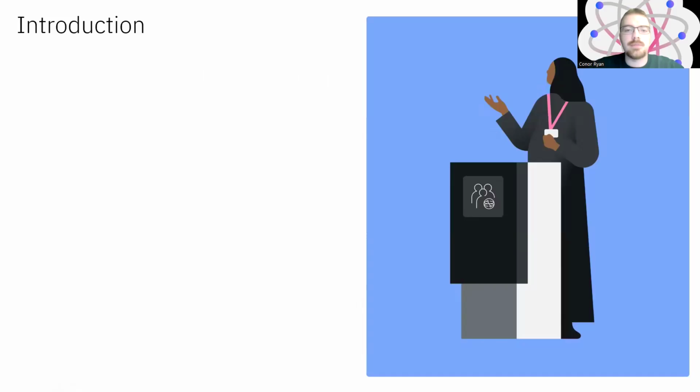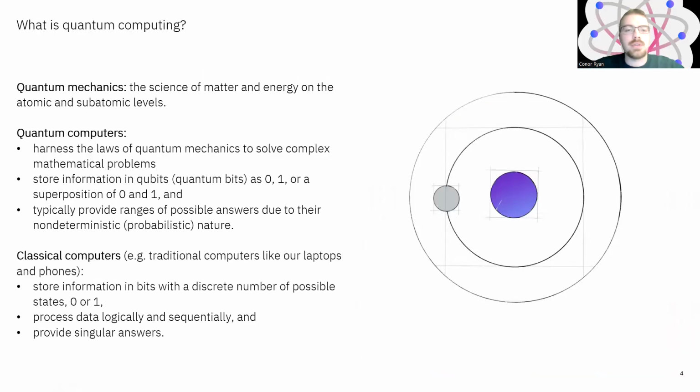So for the introduction, there's no point introducing quantum computing without first introducing quantum mechanics. Quantum mechanics is the part of physics which fundamentally underpins the entire workings of quantum computers, and where it comes from is the laws of physics that basically dictate the behavior of matter and energy on the smallest scales, ranging from molecules to atoms to subatomic particles and as far down as we can get.